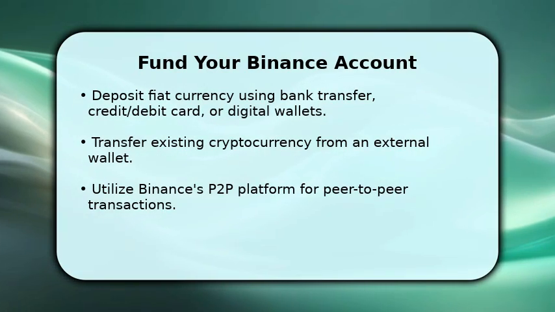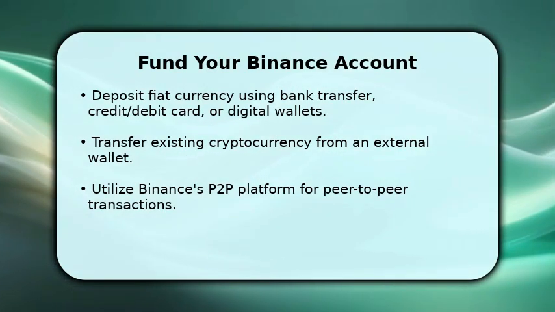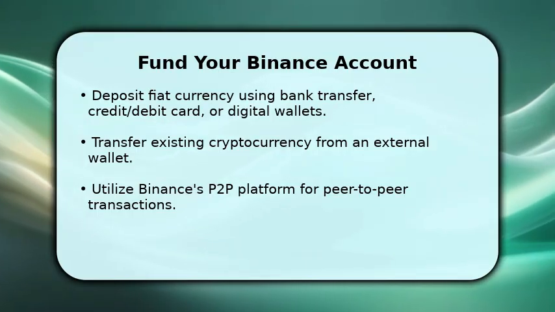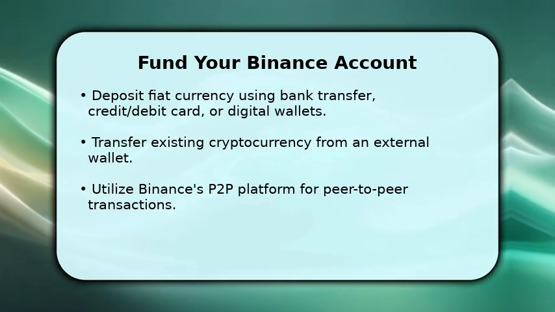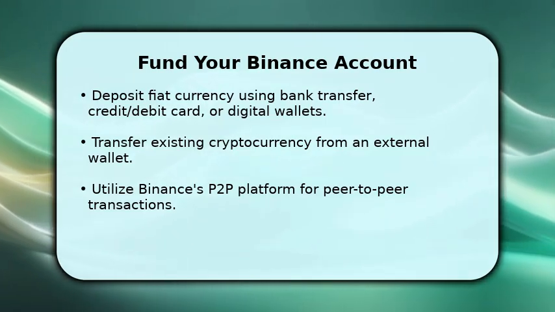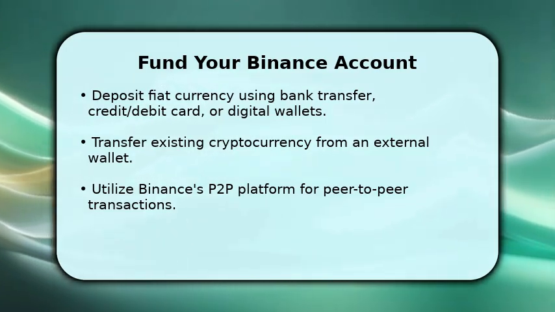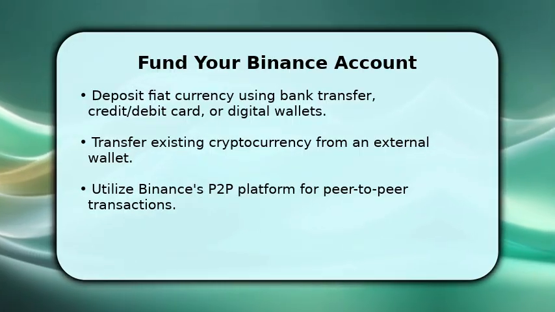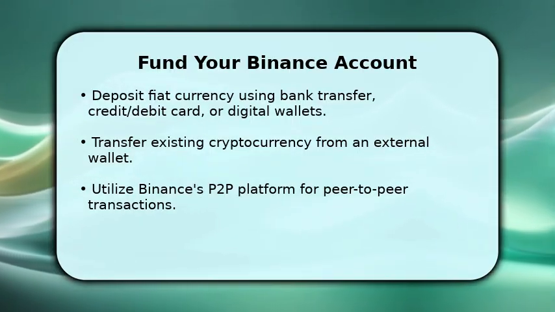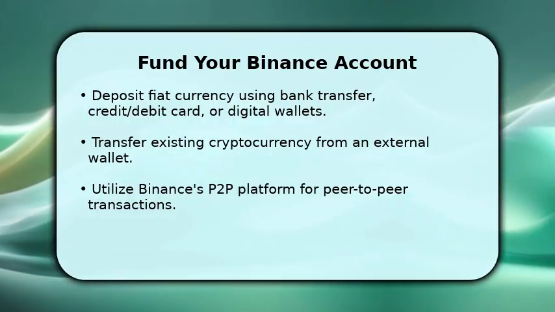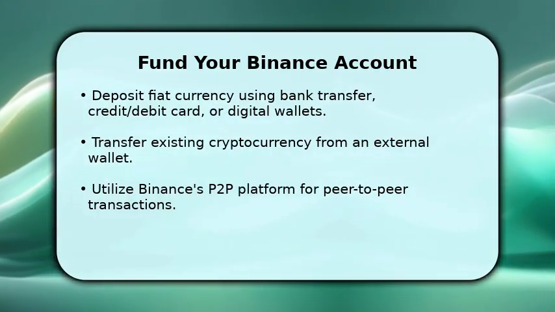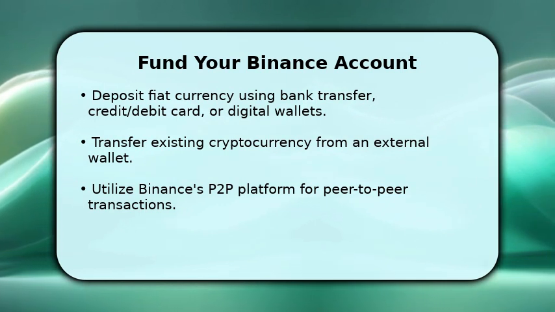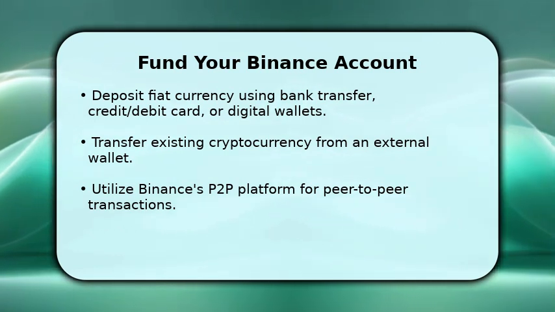Once your account is set up, it's time to fund it. You can deposit fiat currency like US dollars using various methods, including bank transfers, credit or debit cards, or even digital wallets such as Apple Pay or Google Pay. Alternatively, if you already own crypto, you can transfer it directly from an external wallet. Binance also offers a peer-to-peer, or P2P, platform for flexible funding options. Choose the method that best suits your needs.